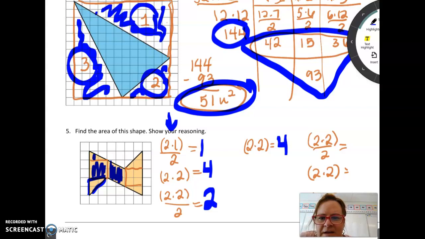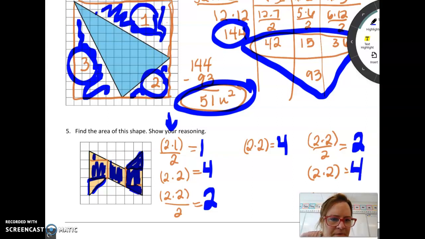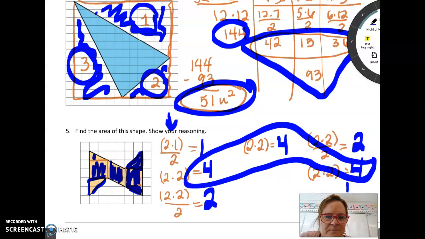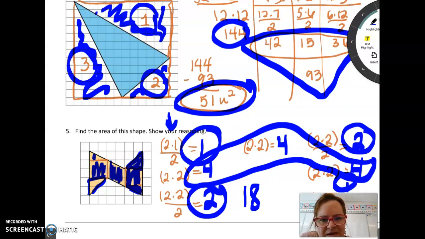And then on the other side, I end up with the same thing as I did on the left side. So this is a 2 by 2, but half of that is 2. A 2 by 2 in the middle here is 4. And then a 2 by 1 on the bottom here divided by 2 is going to be 1. And so if I add all of these up, I have 3 4s, which gives me 12. 13, 14, 15, 16, 17, and 18 square units.